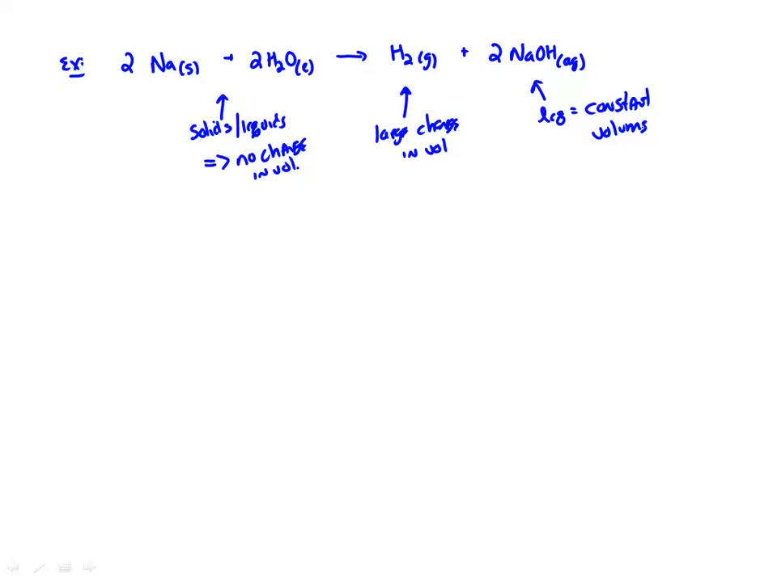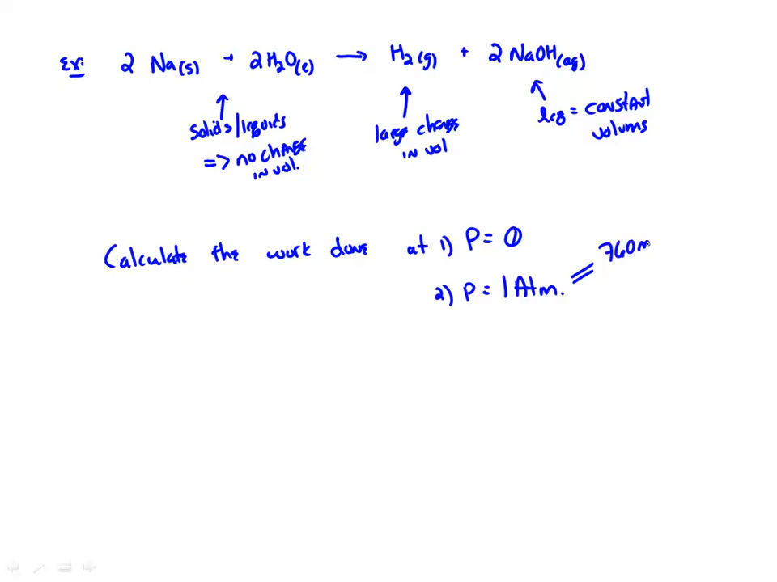So we want to calculate the work done at pressure equals 0 and at pressure equal to 1 atmosphere. And I should point out that 1 atmosphere is 760 millimeters of mercury, and that is the standard value. Meaning at sea level, the atmospheric pressure is considered to be 1 atmosphere.